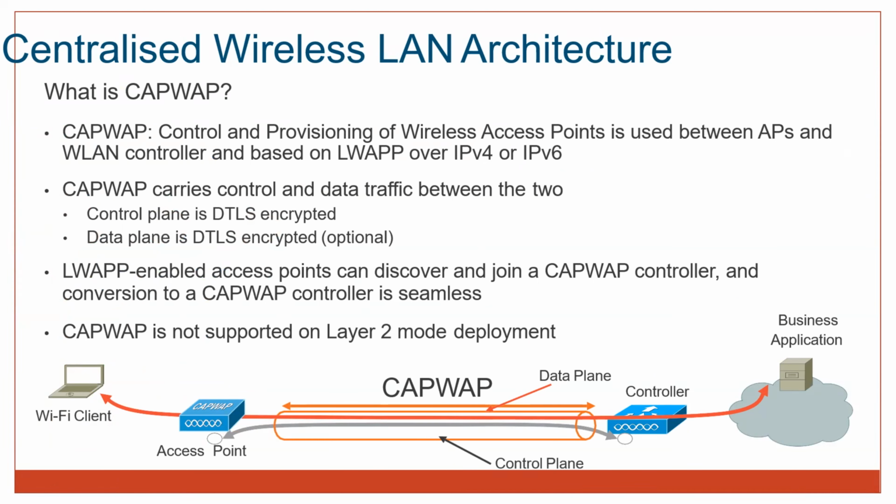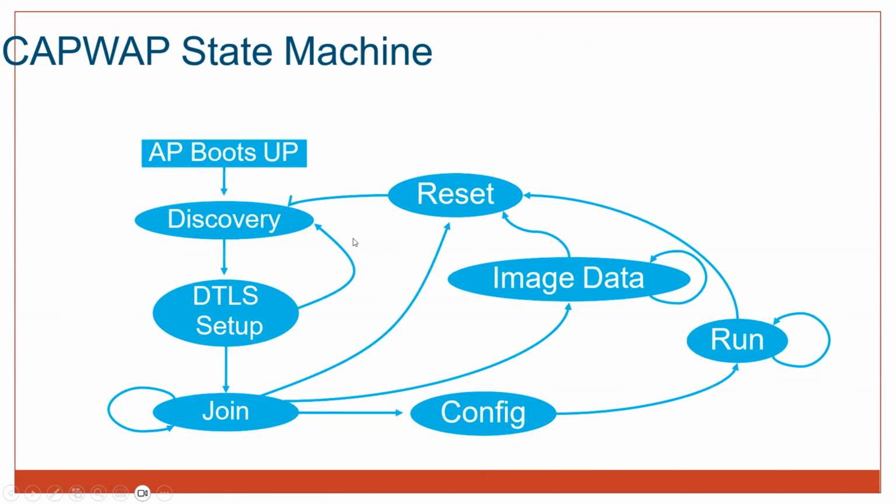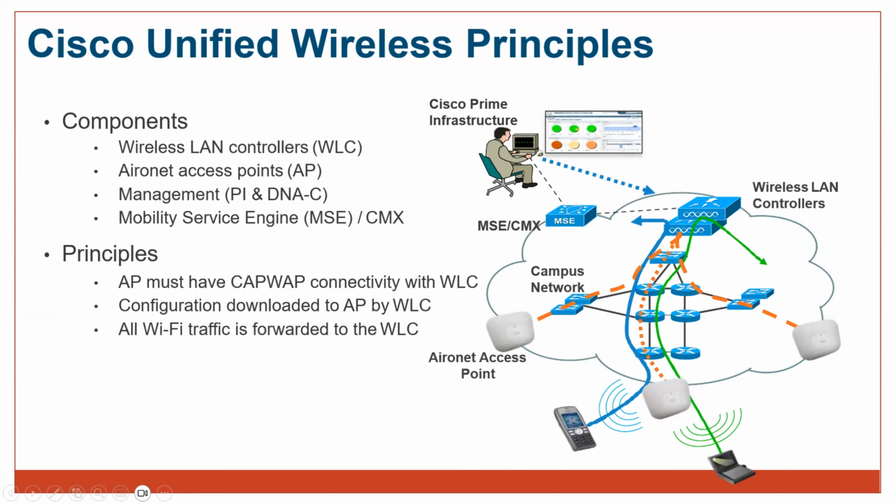So now, data plane. You can see this data plane, DTLS, and control plane encrypted. So in SD-WAN also we have a DTLS control plane tunnel, but in SD-WAN we have an IPsec data plane tunnel. In wireless they are using a DTLS tunnel. Okay, so up to this point, do you have any questions?